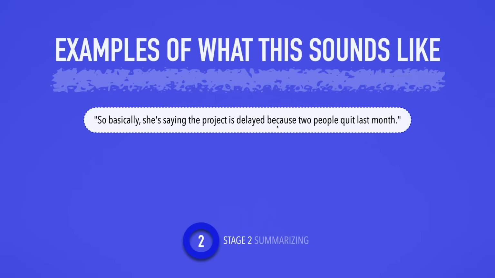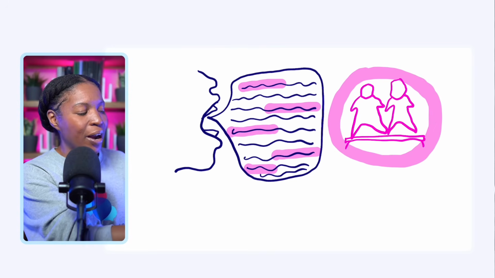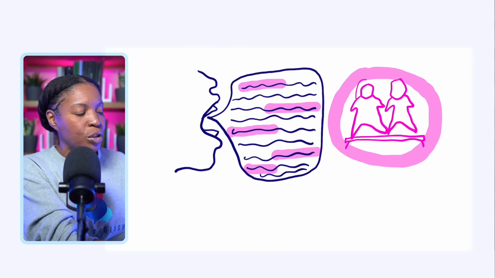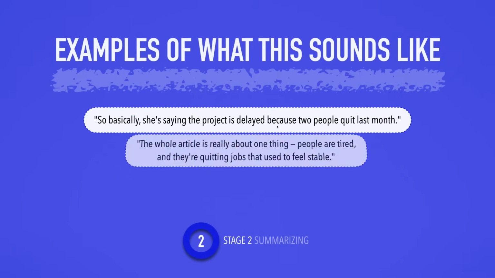For example, so basically, she's saying the project is delayed because 2 people quit last month. Summarizing everything that was said. Basically, she's saying, and this could actually go for the visual we had when I showed you someone speaking, but they're actually just speaking about 2 individuals, right? You're able to summarize. Here's example number 2.